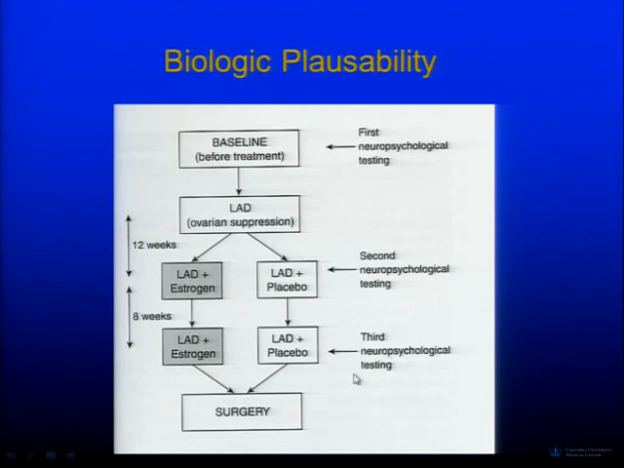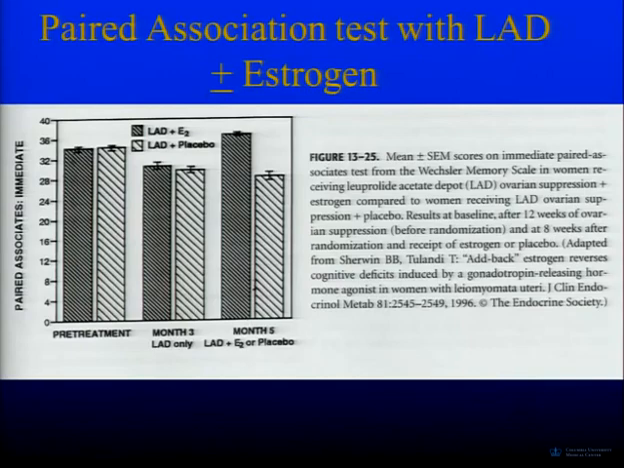So basically, they're saying, okay, if we test the memory here at baseline, then we take away their natural estrogen, and either replace it or don't, what happens to their follow-up cognitive function test? The results are shown here, where at pretreatment, the two groups were basically exactly the same, whether they were given estrogen or not after taking away ovarian function.